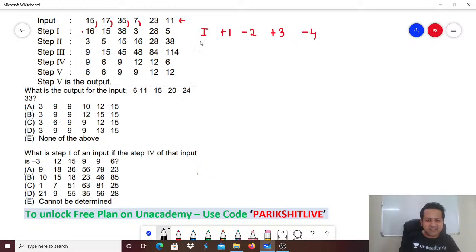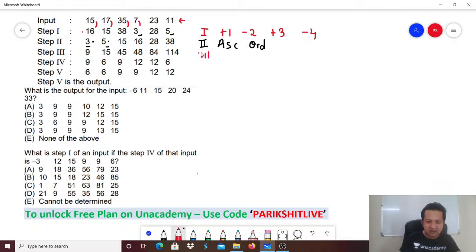Next, what is happening in step 2? Please have a look. You see, 3 has come here. Then you have got 5. So if you observe the previous step along with step 2, what is happening? The numbers have been arranged in ascending order. Can you see? 3 is the smallest number. It has come first. Next number is 5. It has come next. And so on. So the numbers are being arranged in ascending order. Correct?